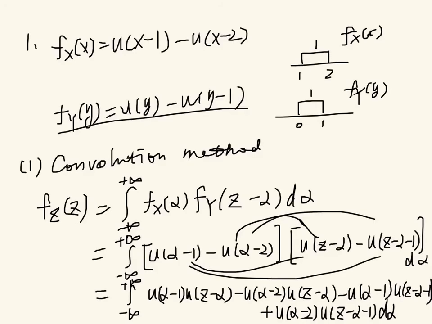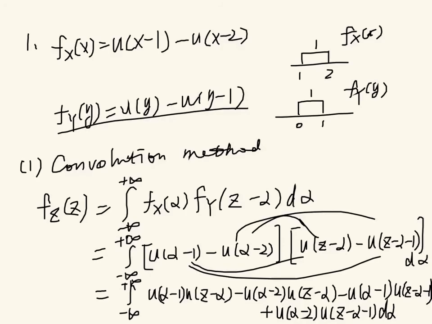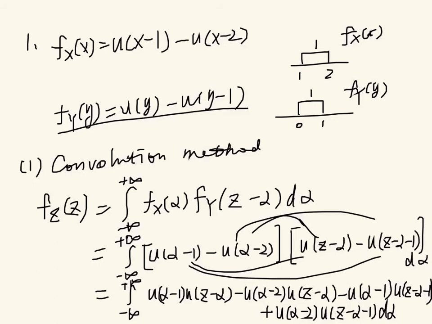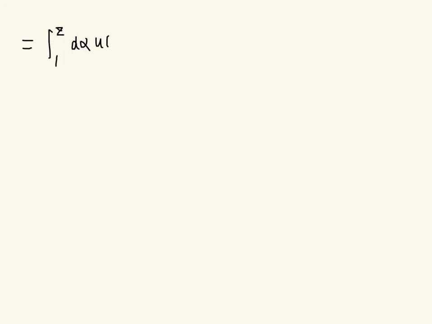So the first term is equal to the integration from 1 to z, d alpha u, because when z is less than or equal to 1, this term should be 0, so z minus 1 times the step function.